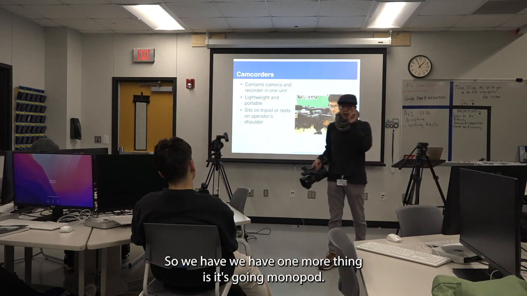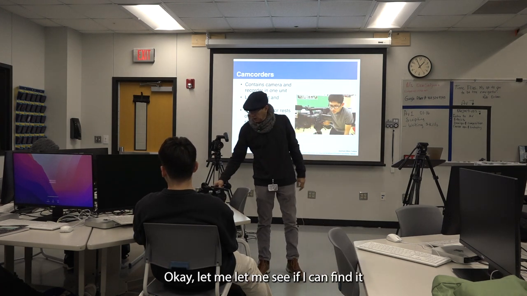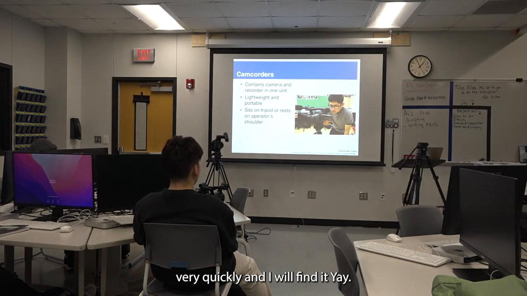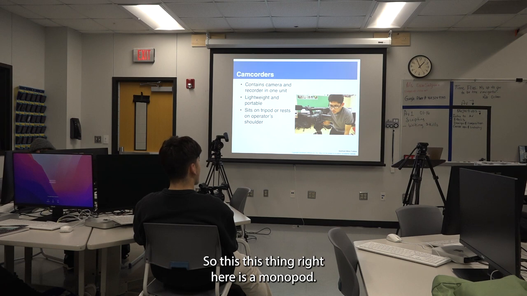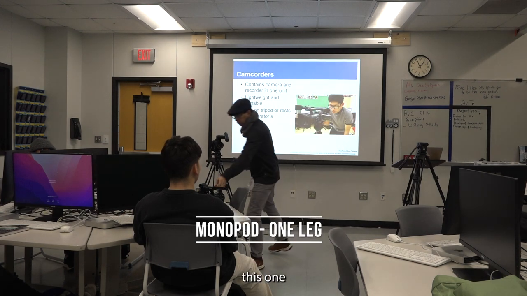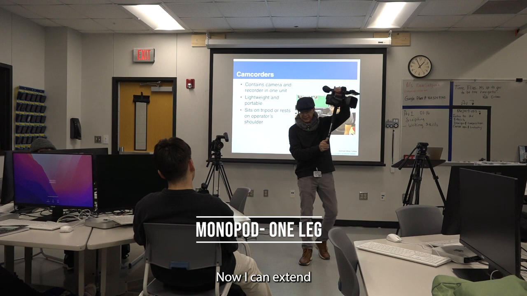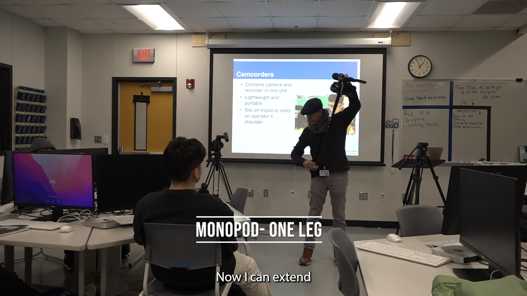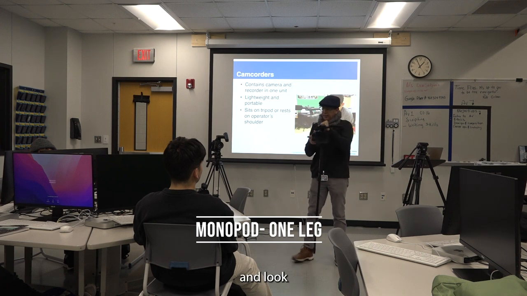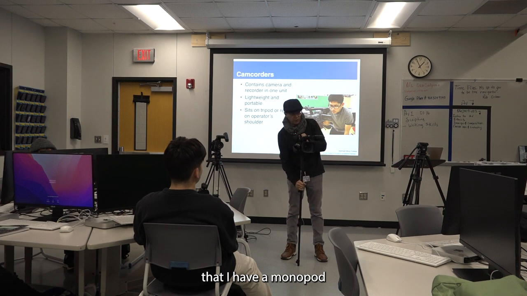So we have one more thing, it's called a monopod, okay? Let me see if I can find it very quickly, and I will find it. Yay! This thing right here is a monopod, okay? This one goes into the camera. Here we go. Now I can extend the leg and look, ta-da, I have a monopod.